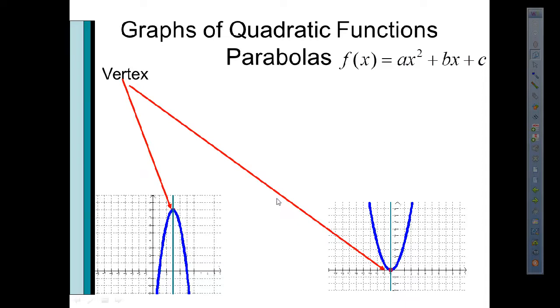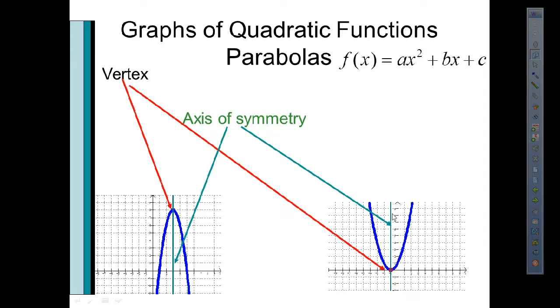Now, as well as the vertex is actually part of the graph. It is a point on the graph. Now, some of these other things are not going to be actually parts on the graph. They're going to be properties of the graph. And one of these is called the axis of symmetry.